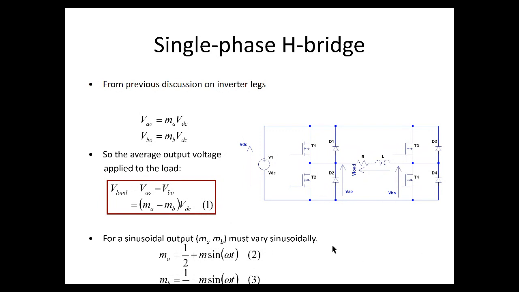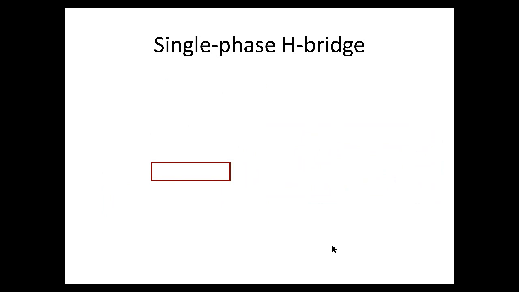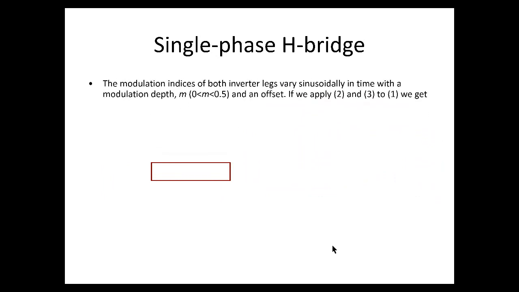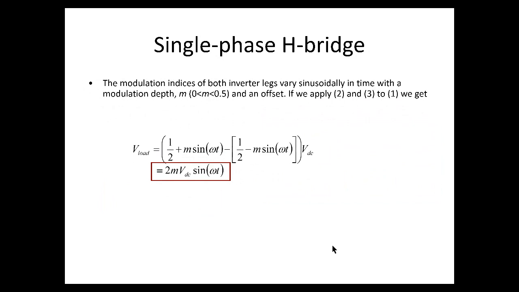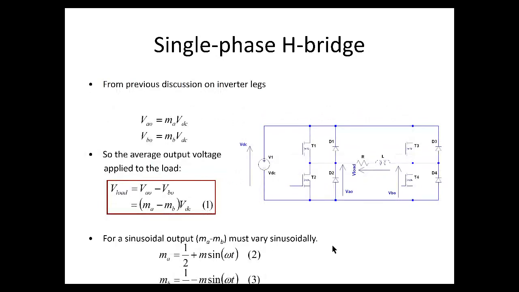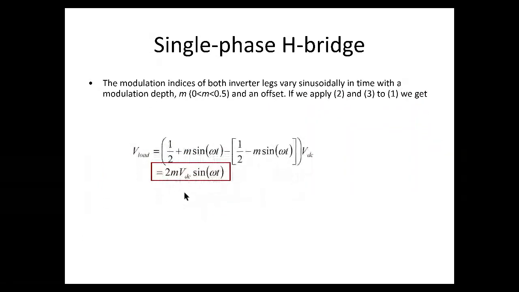All right, good. Move on. So we can put those three equations together, right? Just substitute, that's all we're doing here. We have MA, we're going to put it in this equation. MB, we're going to put it in this equation. And when the dust is settled, right, it comes to this. As you can see here, we just have 2M input voltage times sine omega t.